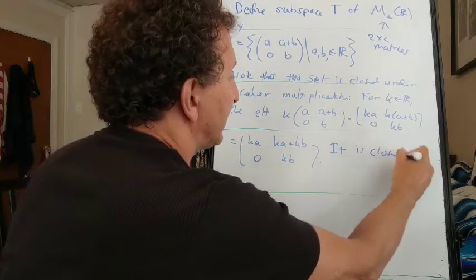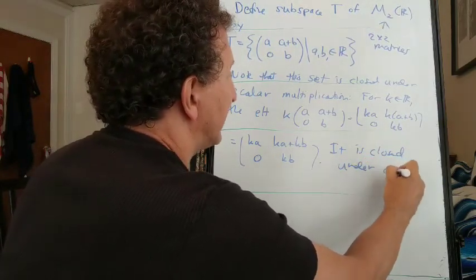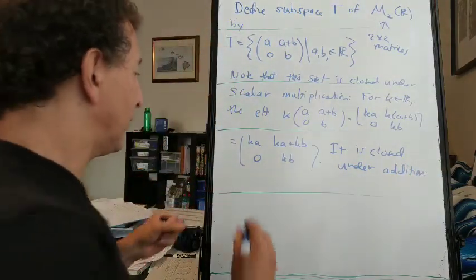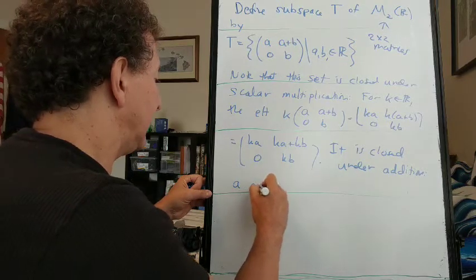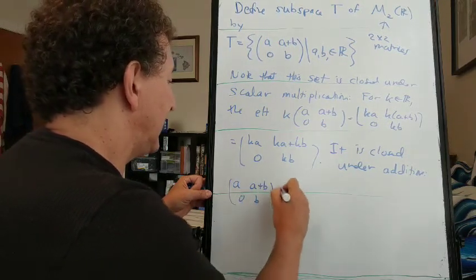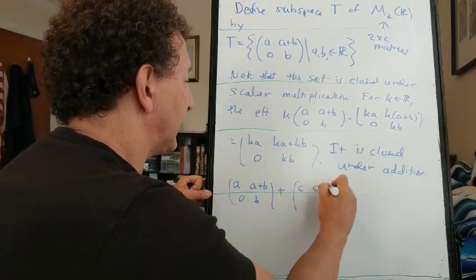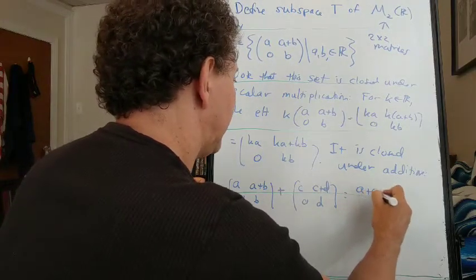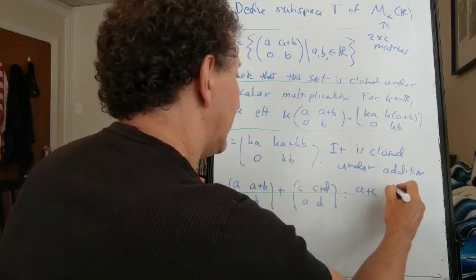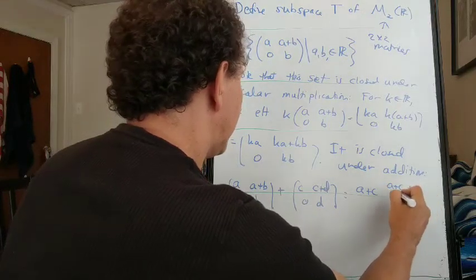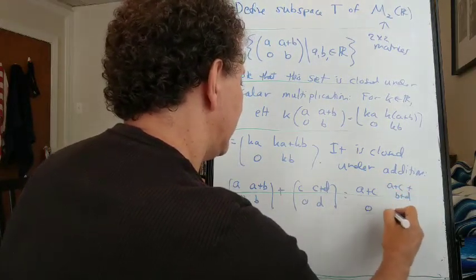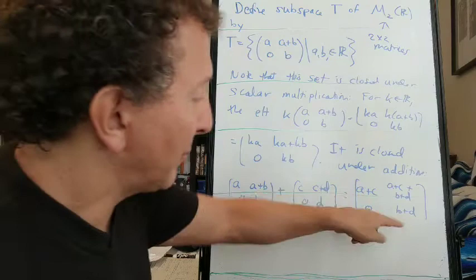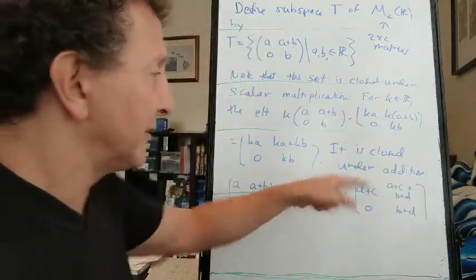And it's closed under addition, because if we take two matrices of that form, say A, A plus B, 0, B, and C, C plus D, 0, D, then we get A plus C, A plus C plus B plus D, 0, and B plus D. And again, we can see that we've got two numbers on the diagonal, and then what's above the diagonal is the sum of those two numbers.